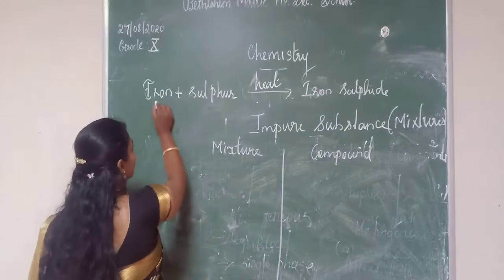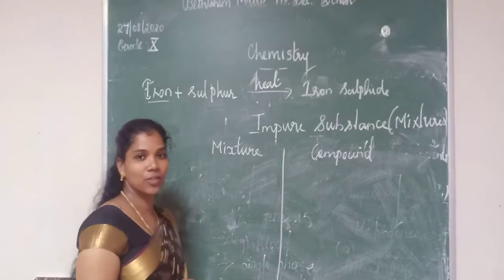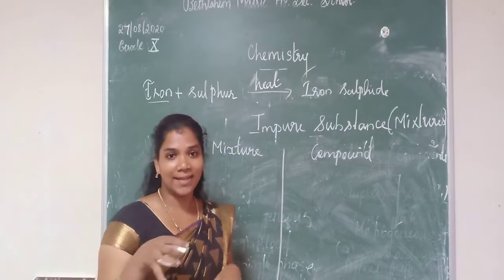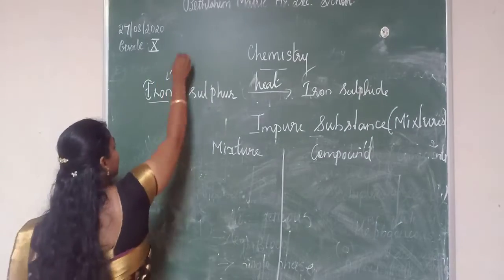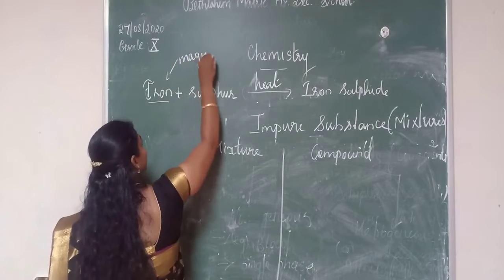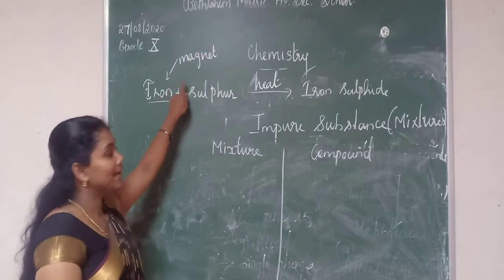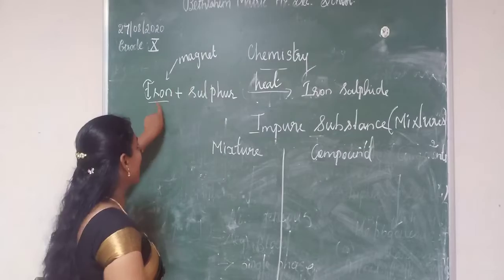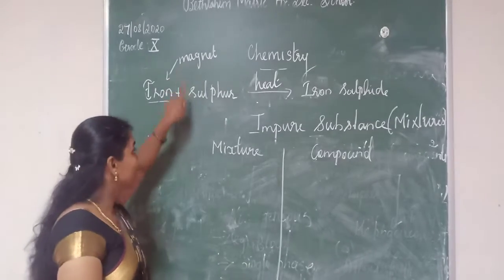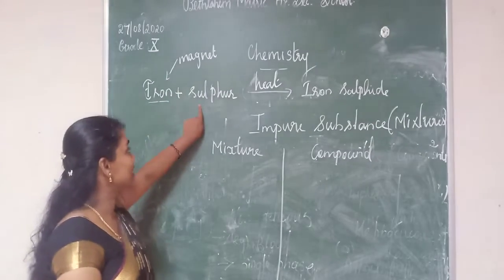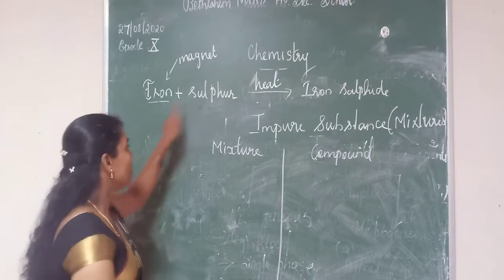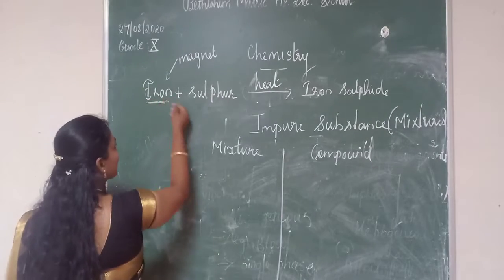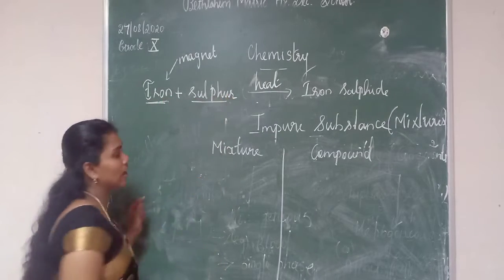If you see the properties of iron, it is attracted by a magnet. When we bring a magnet towards it, the iron will be attracted. We know the iron always attracts towards the magnet. But the non-metal sulfur does not have this property. Iron is grey in color, and sulfur is yellow in color.